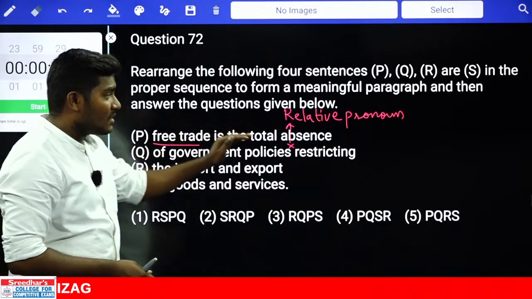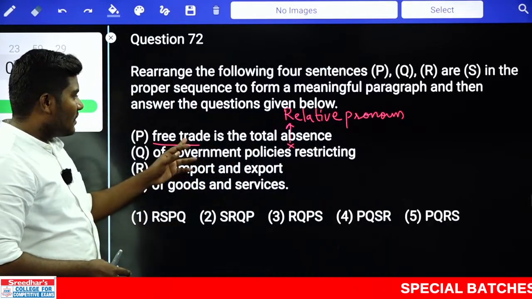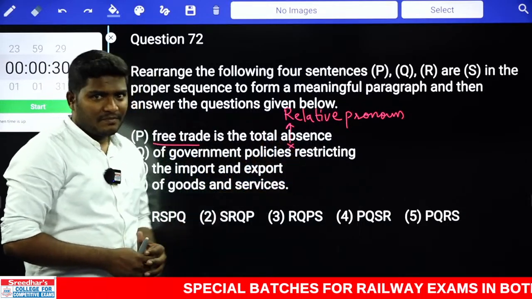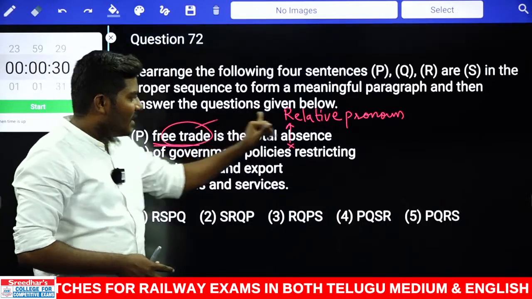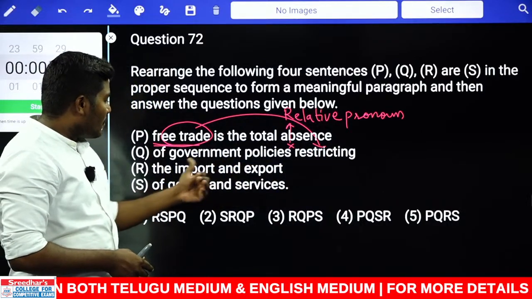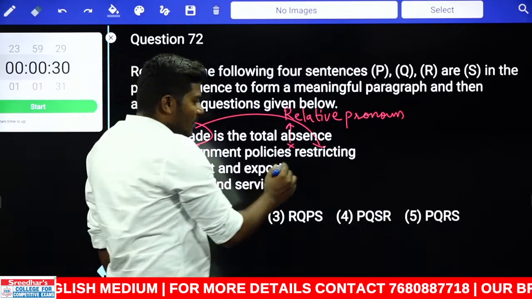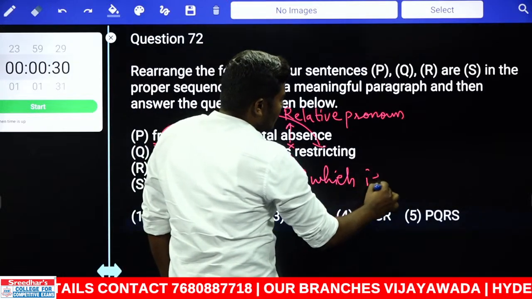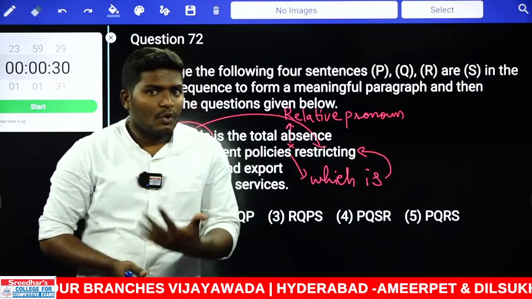Okay. Free trade is the total absence of government policies which restricts should be there, or which is restricting, not just directly which restricting. We are referring to free trade. This is restricting. So which is restricting the import and export of goods and services. So please make sure, even if there is a relative pronoun here, you should go for the combination which is restricting. Still that is incorrect grammatically. We should go for which restricts, because we are speaking about a rule. That is like a rule.